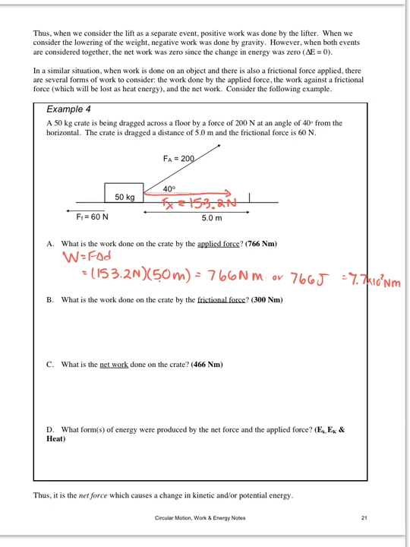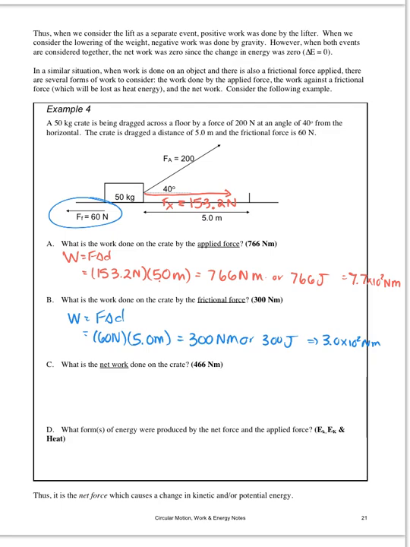What is the work being done on the crate by the frictional force? Well, the frictional force is still in the same plane, so work is equal to force times distance. We get the frictional force was 60 newtons in the same plane, so we don't have to do any component work, and 5.0 meters. So we get 300 Newton meters, or 300 joules. Again, I should probably put this into significant digits, so 3.0 times 10 to the 2 Newton meters.